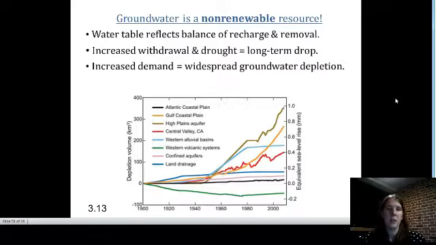It's important to note that while water is never created or destroyed in our system, groundwater is not renewable. Okay, water tables reflect the balance of recharge and removal. If you have increased withdrawal in a drought, you get a long-term drop in the water table. Additionally, if you have an increase in demand, you have groundwater depletion. Out west, they're having significant issues with increased demand because of population and drought conditions, increasing the need for groundwater systems, and they're overpumping their systems to the point where the groundwater recharge can actually not keep up, and they're dewatering their aquifers.